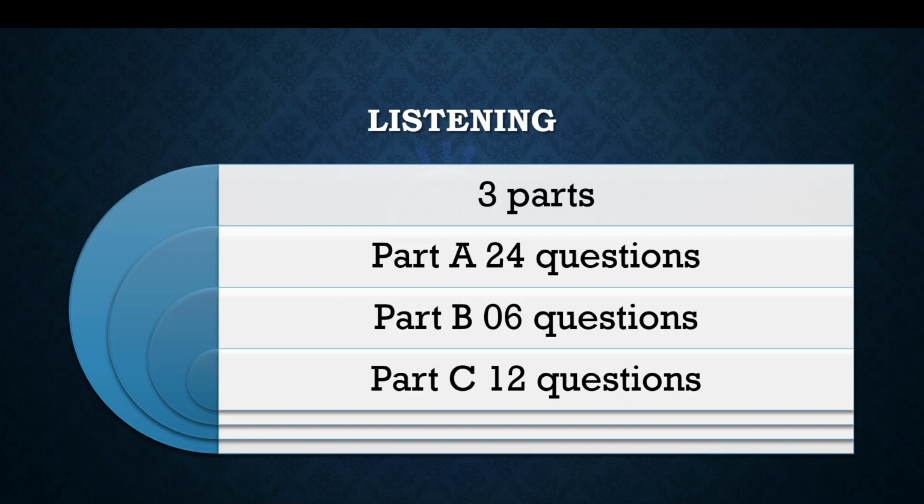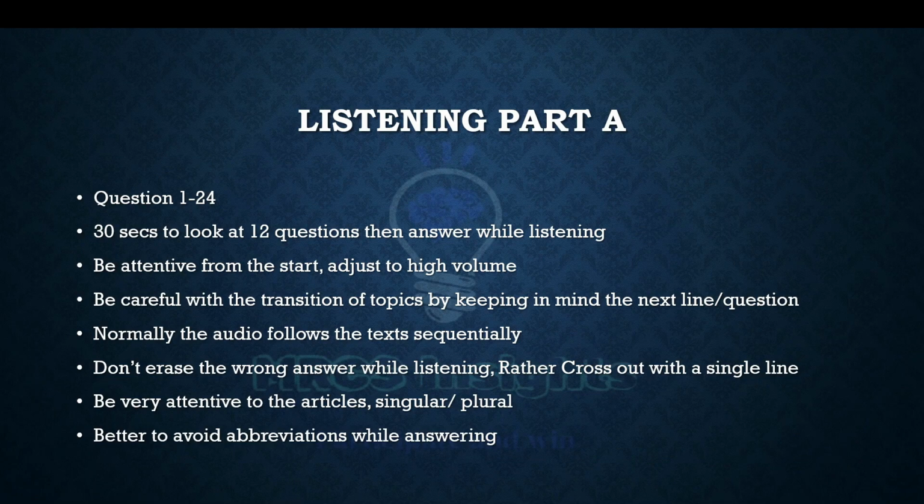OET listening consists of 3 parts. In part A, there are 24 questions. In part B, 6 questions, and in part C, only 12 questions. Listening part A, question number 1 to 24. You will get 30 seconds to look at 12 questions, then answer while listening.